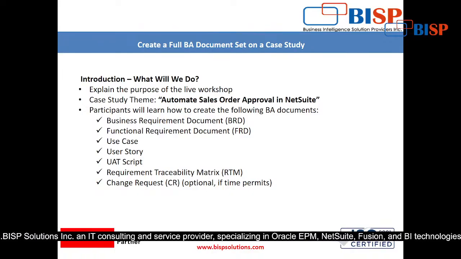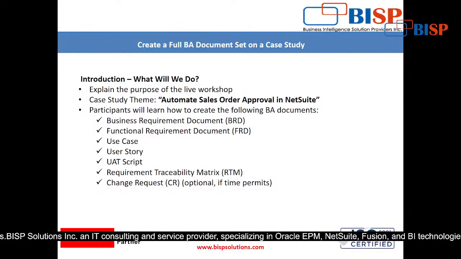Now the business requirement document, you know all. Business requirement means what the current process is and what they want. In the functional requirement document, what they want and how that will function. In the use case document, what exactly is the use case? The use case is automating the sales order approval, and the user story covers what the user wants and how the user will follow that. UAT script means user acceptance testing.